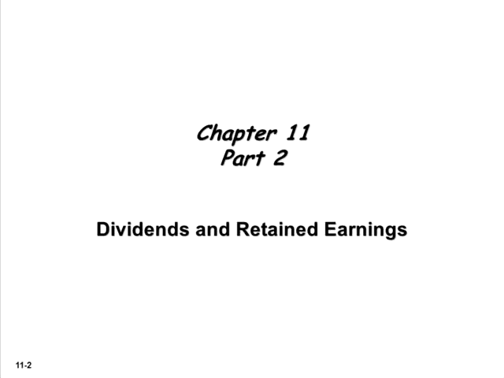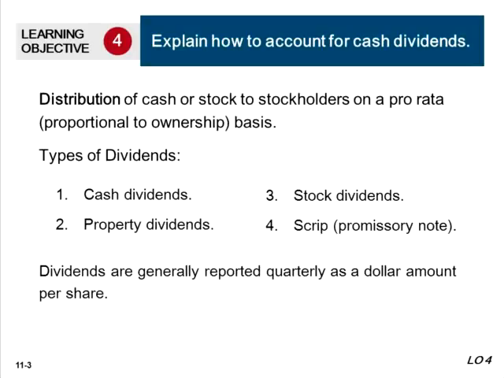This lecture will be on part 2 of chapter 11, and the topics to be covered are dividends and retained earnings. As this slide indicates, there are 4 different types of dividends. We're going to focus on cash dividends and stock dividends, and cash dividends is the most common method of distribution of earnings. And as you notice underneath, it says dividends are generally reported quarterly as a dollar amount per share, and with that, corresponds to cash.